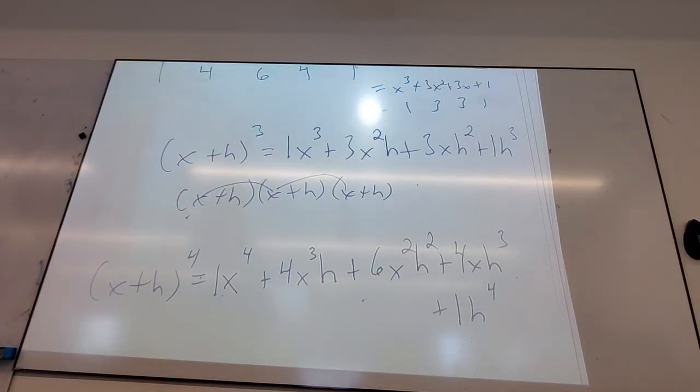Do you ever have to actually use Pascal's triangle if you really don't want to? No, you could write that 4 times and do it. It's not a big deal. It's not terrible.